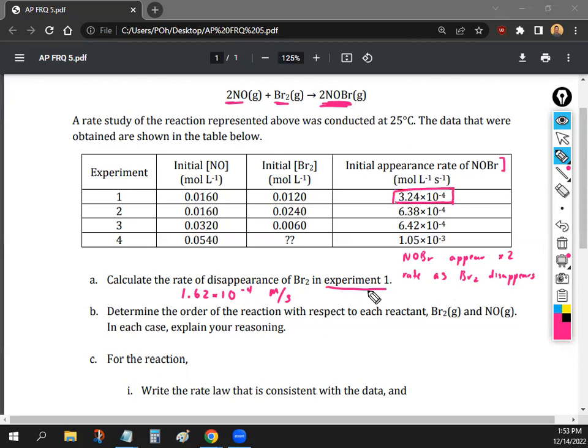Okay, so now we want to figure out the order for each reactant. So we've got to compare between some different experiments. If you compare 1 and 2, NO is held constant. And if you take a look at Br2, how does the value change? Yeah, times 2. Okay, and how does that affect the rate? It doubles. So if doubling the concentration doubles the rate, what does that tell us about the order of Br2? Yeah, first order, exactly.